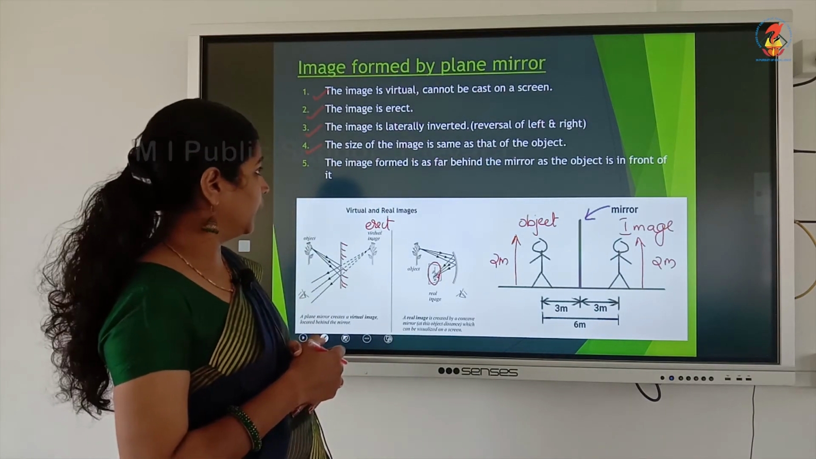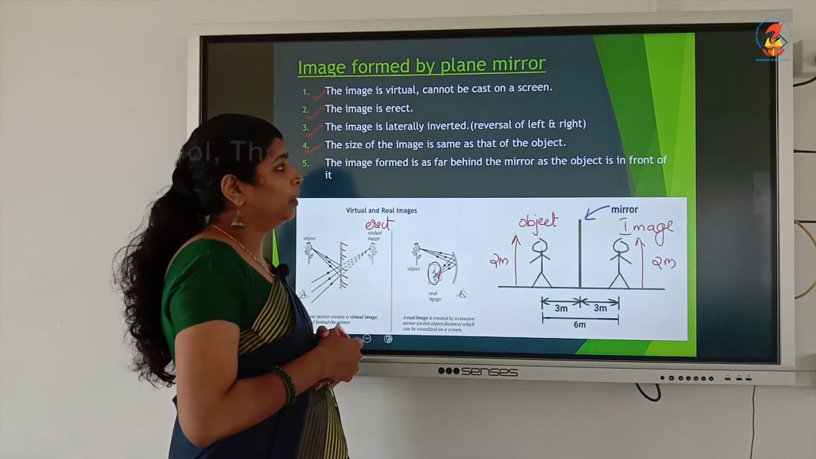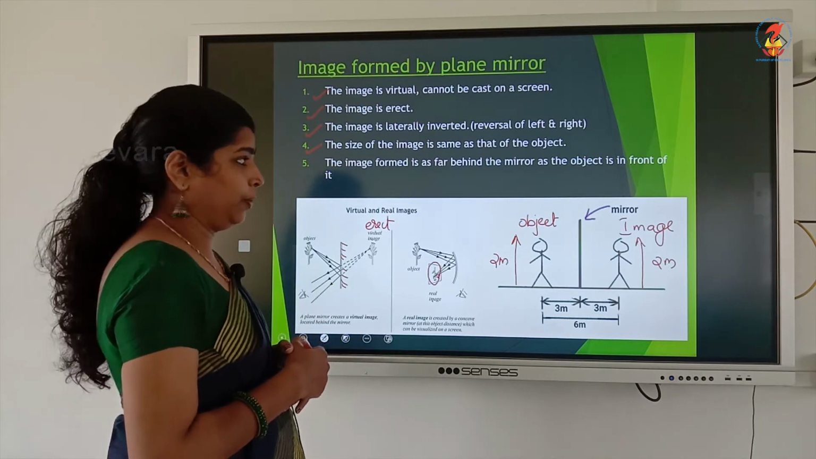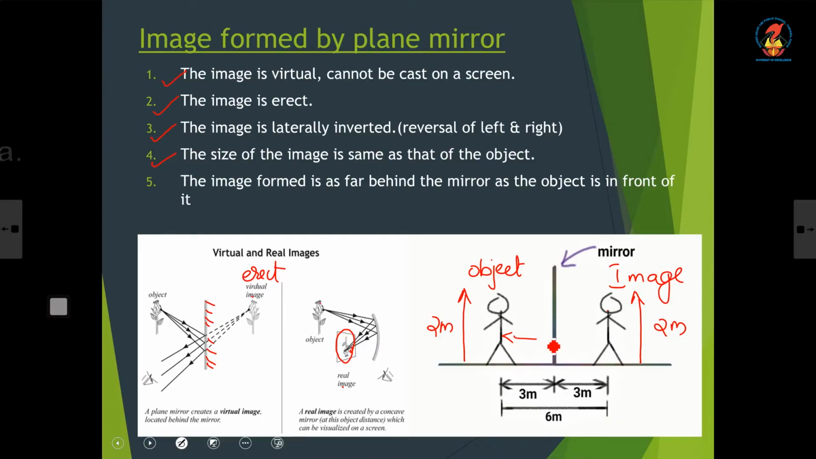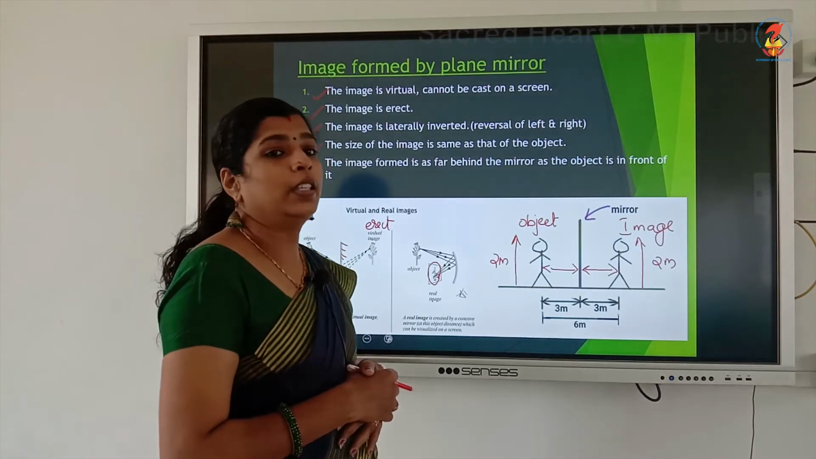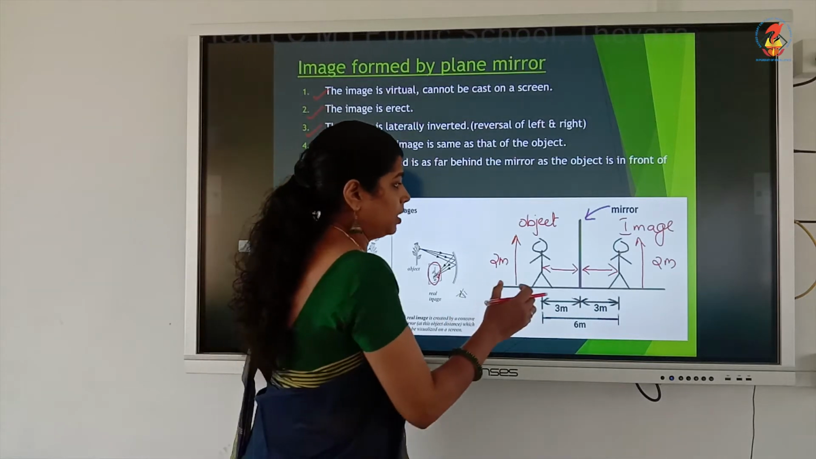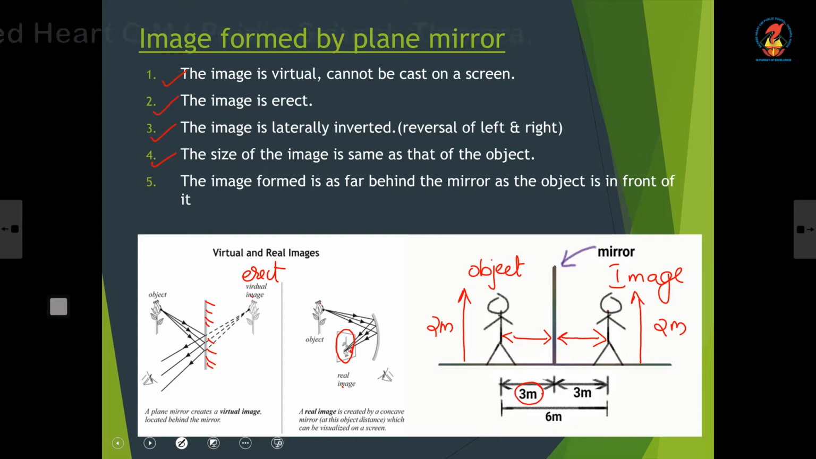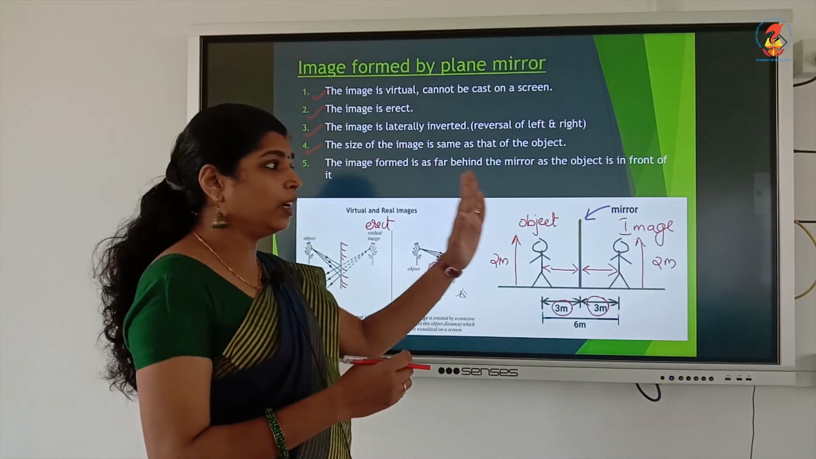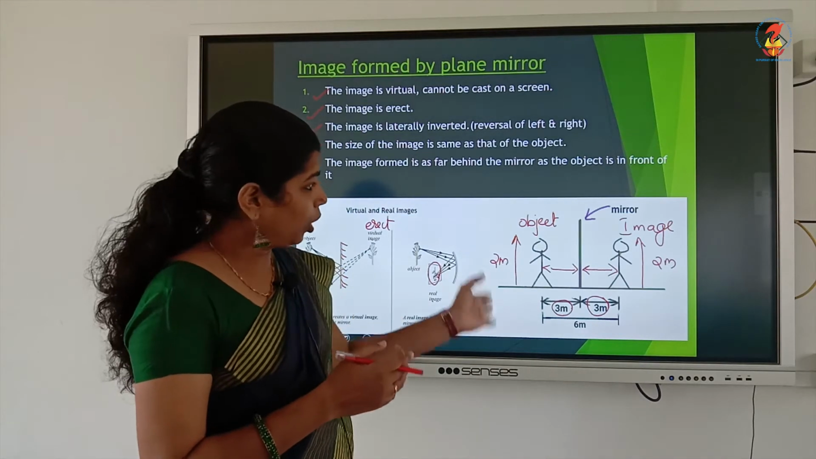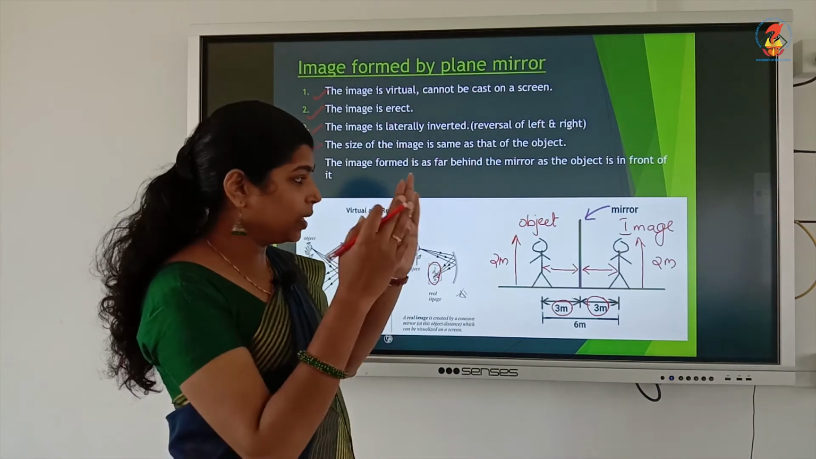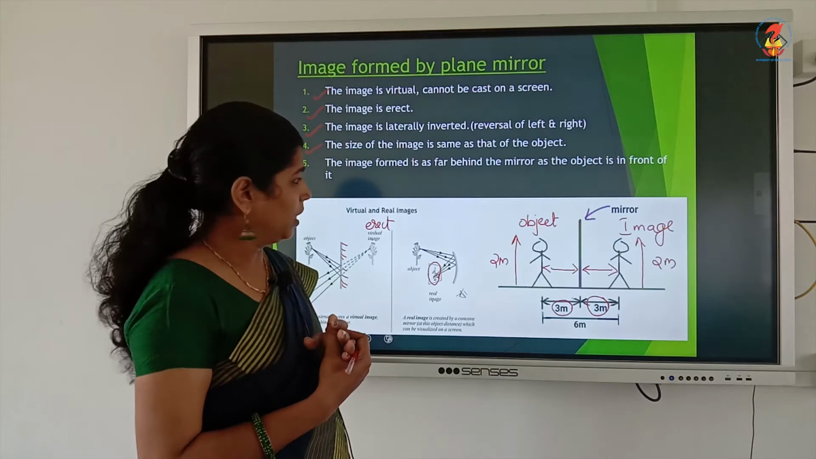Fifth one, the image formed is as far behind the mirror as the object is in front of it. That is, the distance between the object and the mirror is equal to the distance between the image and the mirror. Here, the distance between the object and the mirror is 3 meter. The distance between the image and the mirror is also 3 meter. So what is the distance between object and image? That will be 3 plus 3, that is 6 meter.